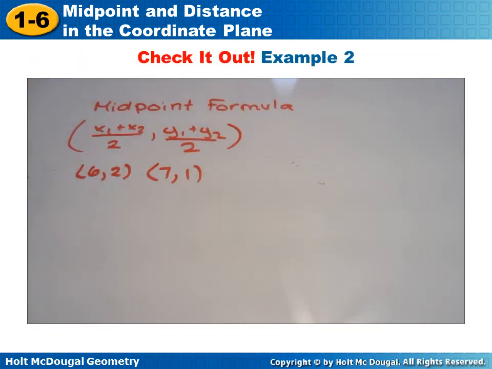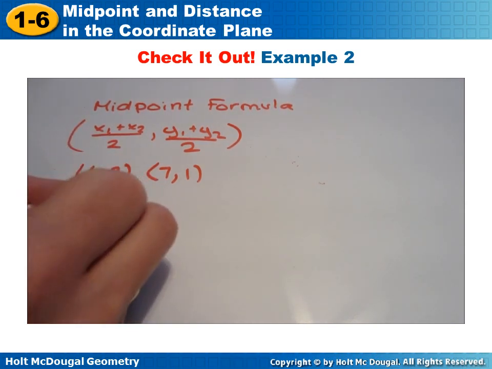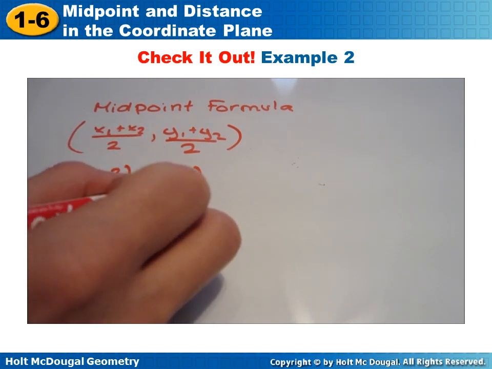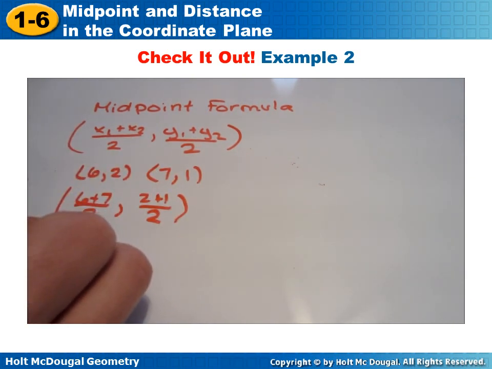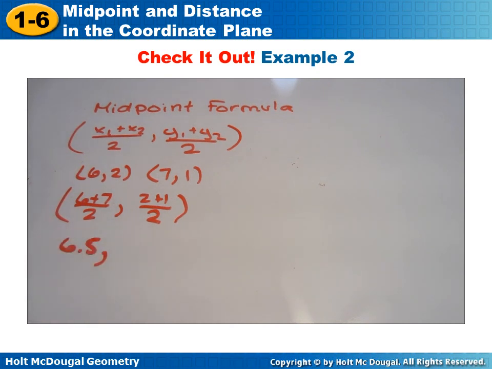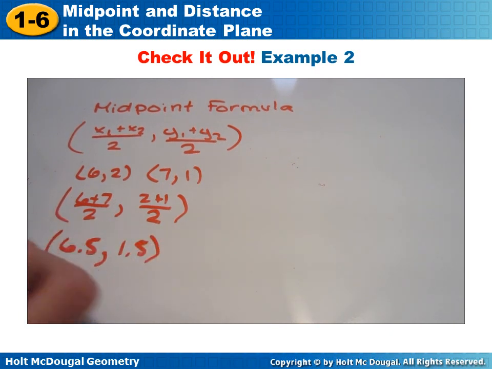Oftentimes your midpoint will also come out as a fraction, and that's okay. So if you take your x's here, we have 6 plus 7 over 2 and 2 plus 1 over 2. In this case, we have 13 over 2, or 6.5, and 2 plus 1 over 2 is 3 halves, or 1.5. So here we have 13 halves and 3 halves, and those reduce to (6.5, 1.5). So when you do a midpoint formula, if you start with whole numbers, you can either get whole number answers or answers with 0.5s.